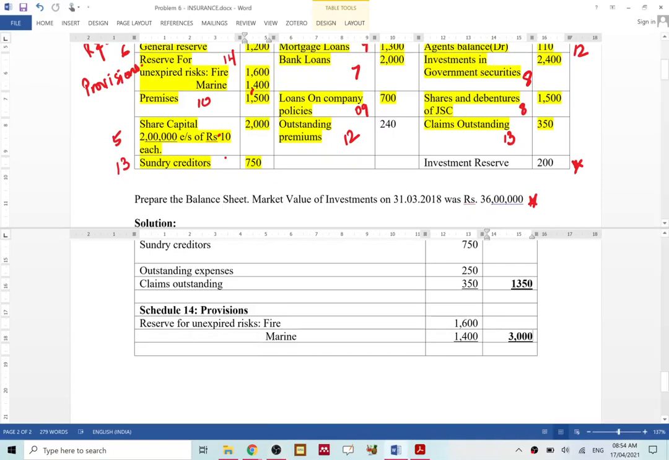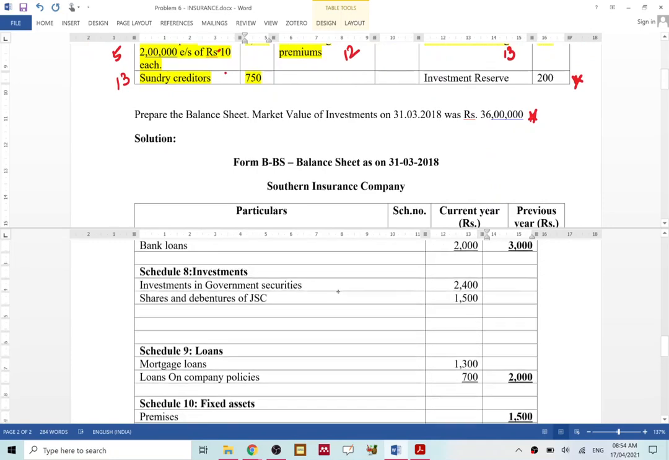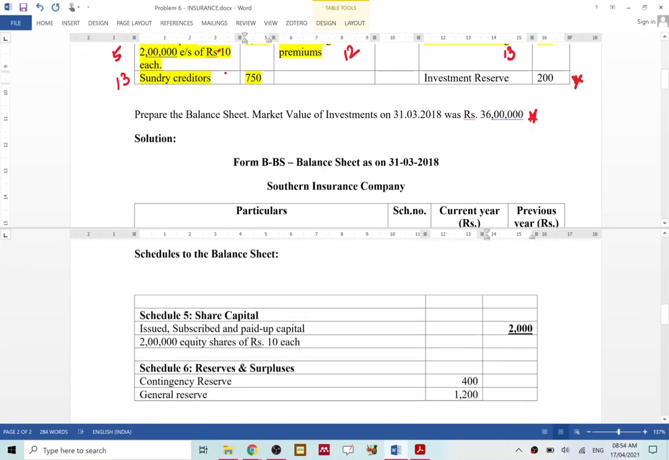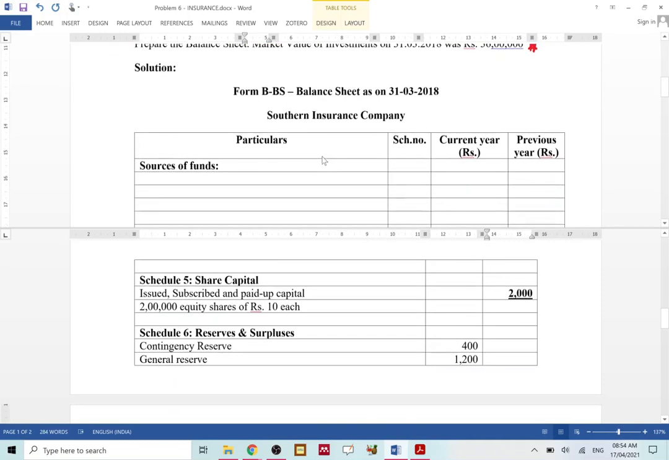So we will now transfer all of these amounts there. Before that, since we don't have anything under schedule 15, that is miscellaneous expenditure, as a format requirement we will just mention it there as nil. Miscellaneous expenditure nil. You don't have to write any figures under this. So all of these amounts, as per the schedules and as per the proper format of the balance sheet, we will transfer to the actual balance sheet.